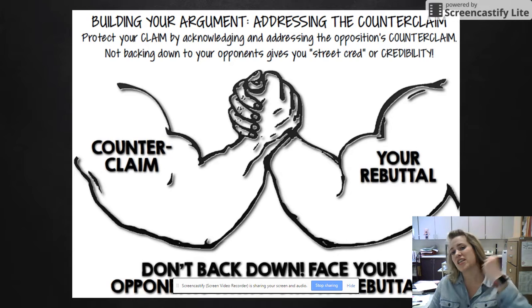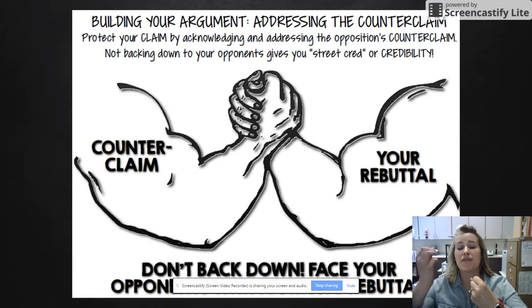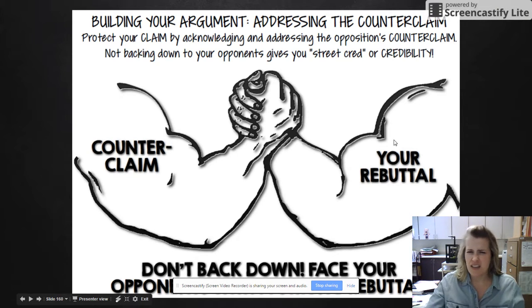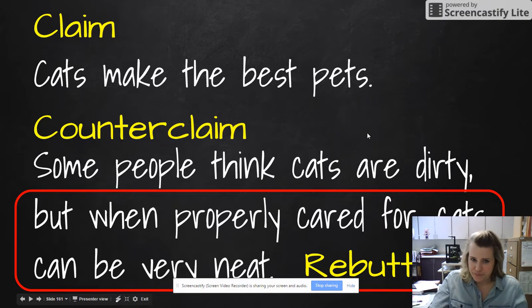So you're going to mention the counterclaim and you're going to say, I recognize that some people think this. But then you're going to pull out your rebuttal and say, but I'm still right, and here's why I'm still right. And you're going to use evidence to win this arm wrestling battle. You're going to use your rebuttal and the evidence in your rebuttal to prove that the counterclaim is wrong. So let's look at some examples.